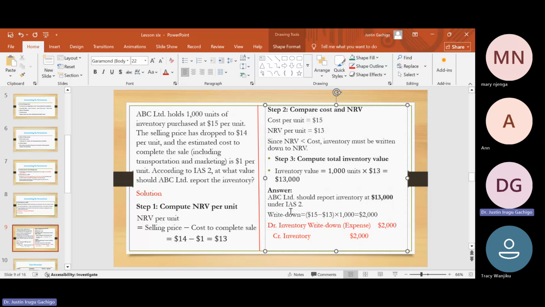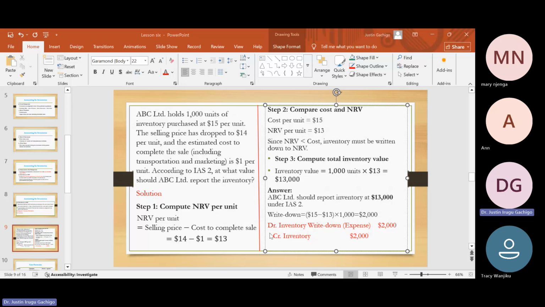So that means ABC Limited should report inventory at 13,000. So then the write down will be the difference, $15 minus $13 times 1,000, which is $2,000. Debit inventory write down, that is the expense, $2,000, and credit the inventory, $2,000.